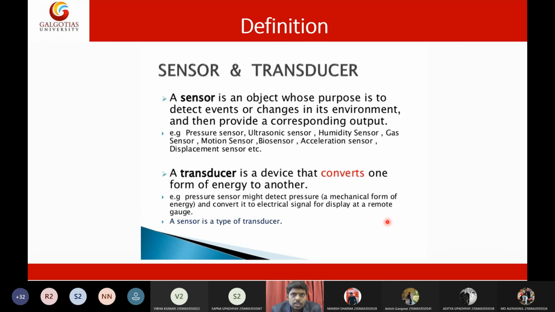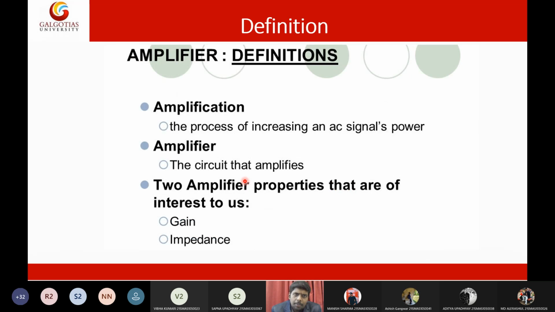So, the definition of a sensor. A sensor is an object whose purpose is to detect events or changes in its environment, then provide a corresponding output. A transducer is a device that converts one form of energy to another form of energy. An amplifier is a device for increasing an electrical signal. Such instruments are called amplifiers.